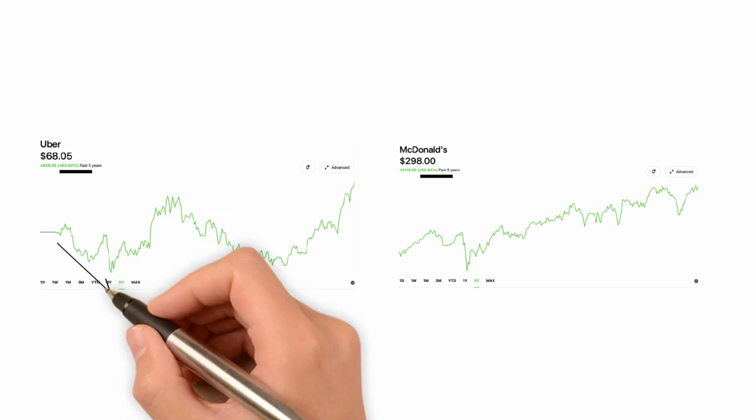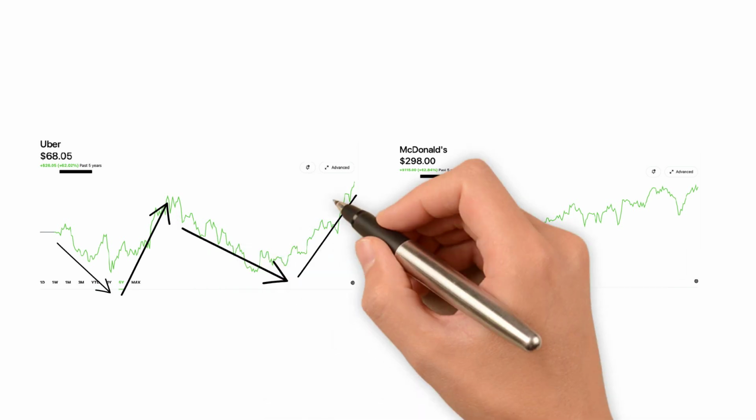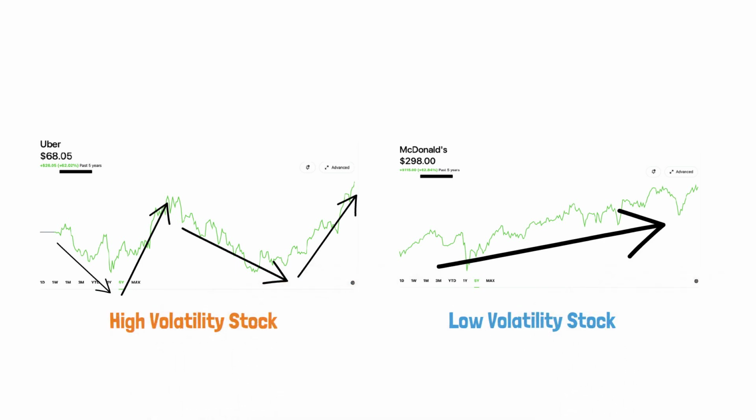Uber has gone down and up and down and back up again, a pretty crazy ride. McDonald's has been very steady Eddie. Yes, there are always fluctuations in a stock, but overall McDonald's stock has been a fairly smooth ride. We would call McDonald's a low volatility stock. On the contrary, Uber is a high volatility stock. All that it means is on any given day, the expected price range for Uber stock would be a much larger percentage change than McDonald's stock.